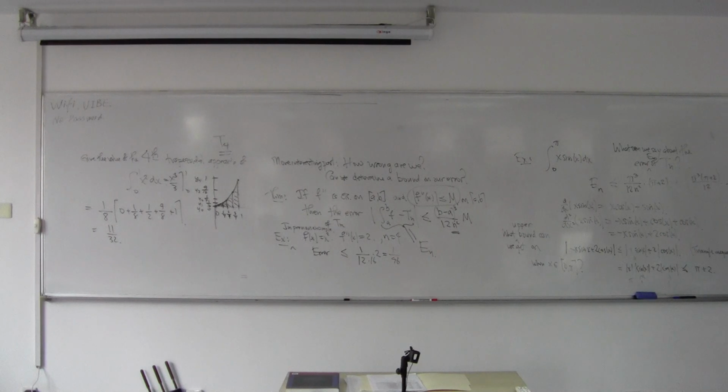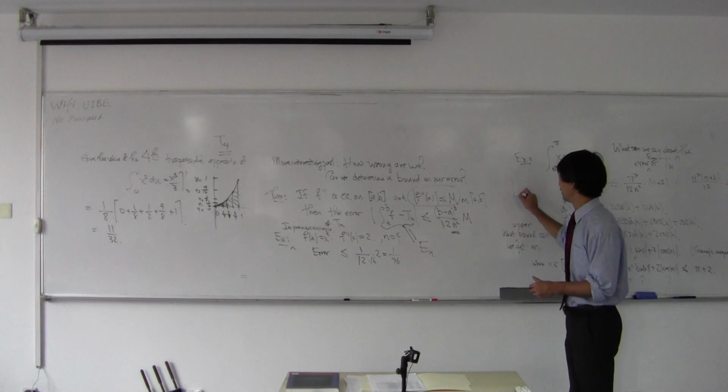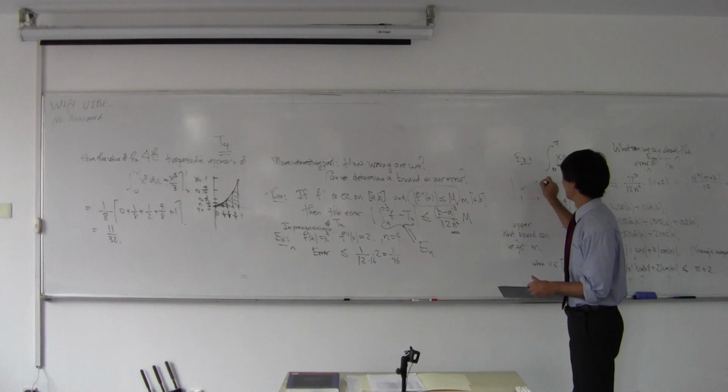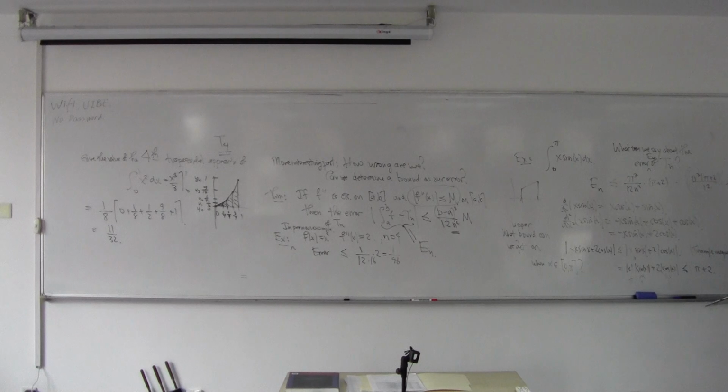Yeah, that's right. When n equals 1, it's pretty bad, right? Because then what you're doing is just taking something like this. That's your approximation, right? And as n gets higher, then the approximation gets better in this pretty fast way.